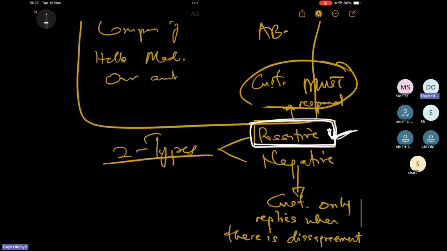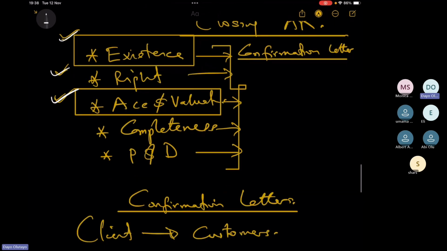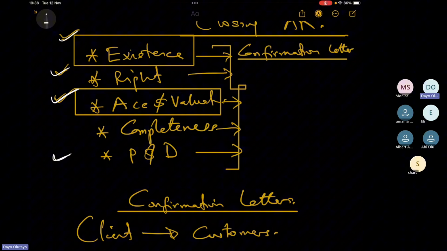Yeah. And that is confirmation, which, like I said, will address your existence, will address your rights, will address your accuracy and valuation. And presentation and disclosure is about reviewing financial statements to be sure that the disclosures have been done properly. Account receivable has been put in current assets and not in non-current asset, and even not in P&L. You understand? So it's been properly presented, and all disclosures related to the allowances have also been made.